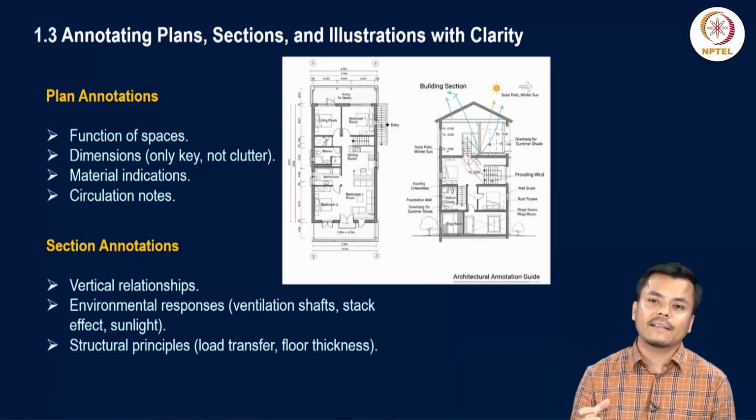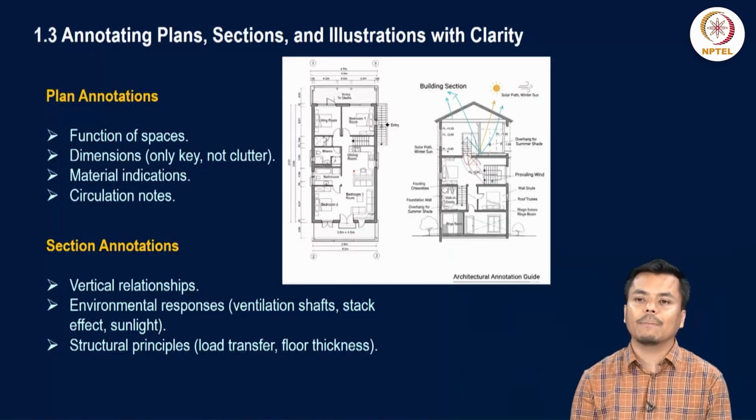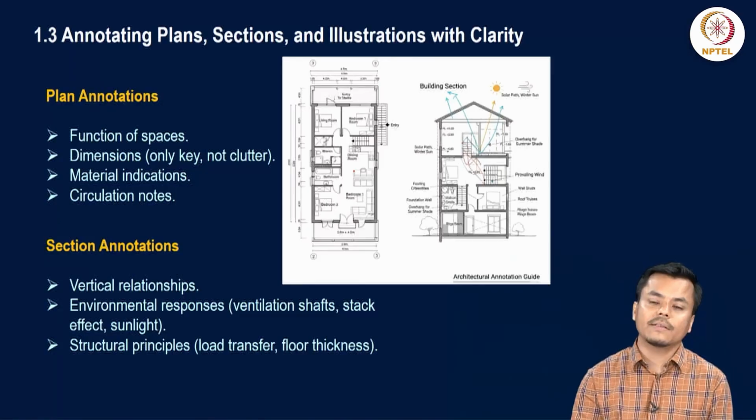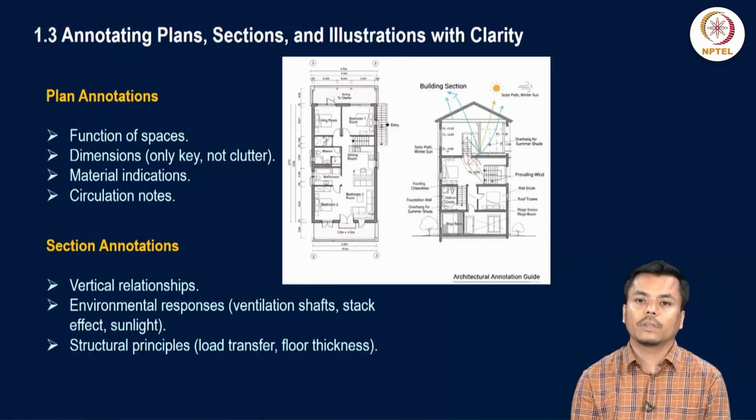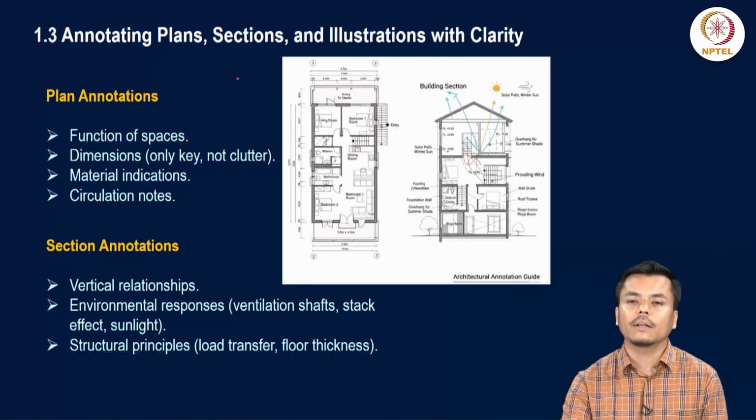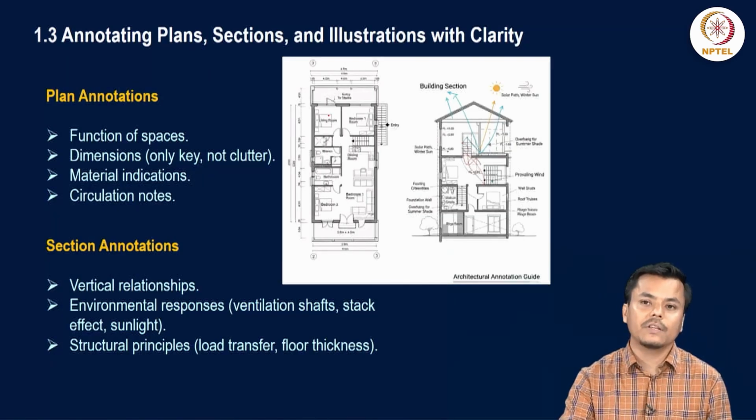Then in case of annotating the plan, the function of spaces has to be highlighted. So what is exactly happening in that space? For example, if you are designing a residence, what are the different spaces meant for? That has to be labeled. The function of space and the dimensions have to be highlighted, so that one can understand whether the space that you have visualized can perform the set of activities or not. That is why dimensions are essential in all the drawings.